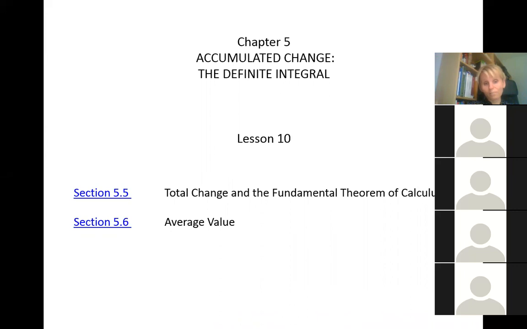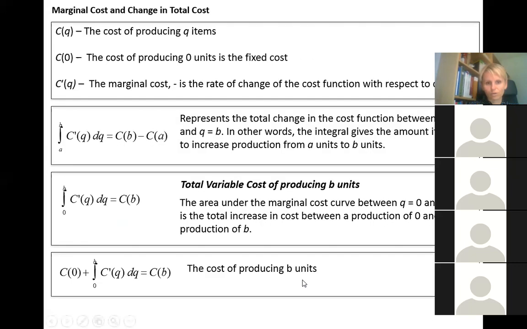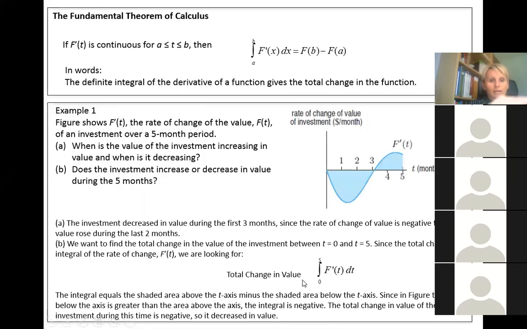We do have lesson 10, and this is the end of chapter 5. We will talk about the fundamental theorem of calculus, total change, and the average value. We will try to compute these things. Let's just solve a few problems. I did check the discussion board, and I will solve a similar problem to one that was on the discussion board. Okay, so let's see what we have.